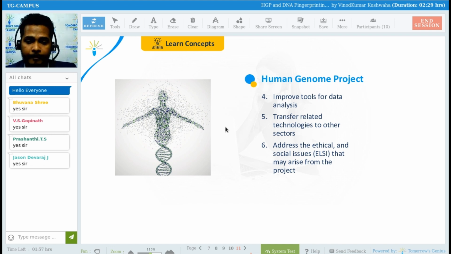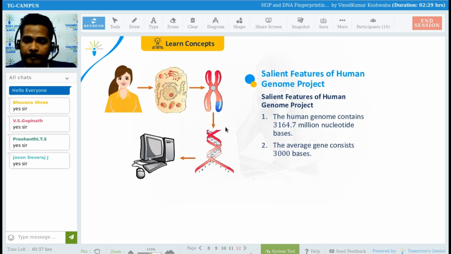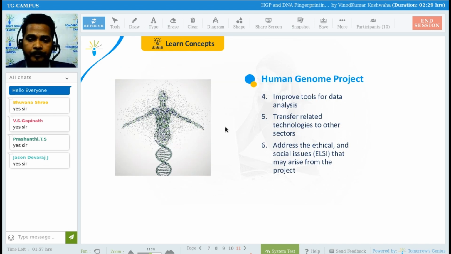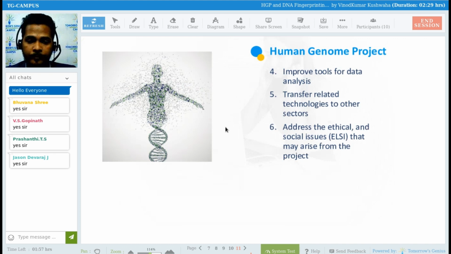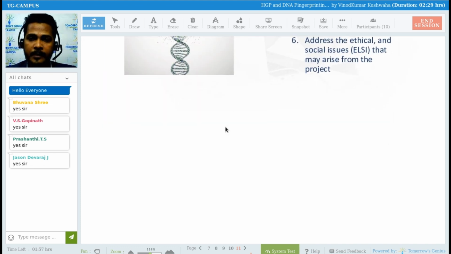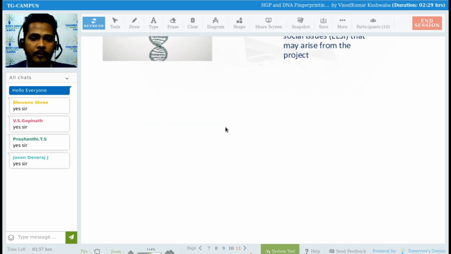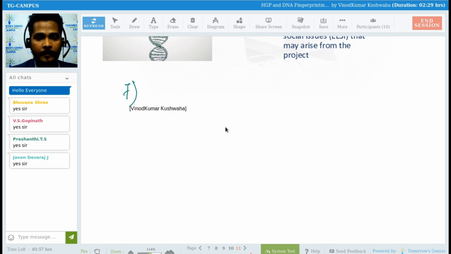Clear? Is this clear about the goals? One more I would like to add here. This is only 6, so let me add one more goal. That is the 7th goal, sequencing of model organisms.